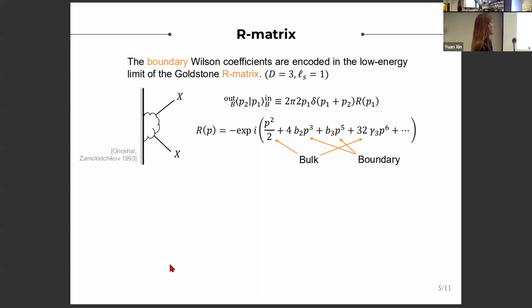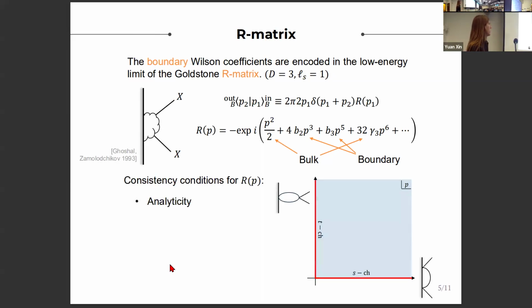Okay. Now, since we have this object, what we want to do is bootstrap and try to see what are the constraints that this object should satisfy, and translate those into bounds for these Wilson coefficients. So let's follow our nose. The first thing is analyticity for this R matrix. And R, by the way, stands for reflection, in case I didn't say that. Because it literally reflects. Good.